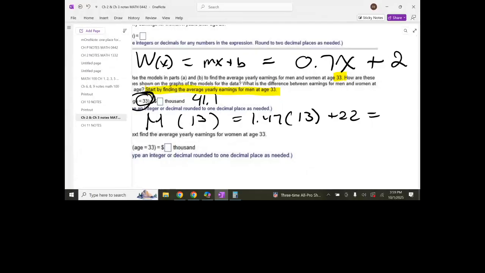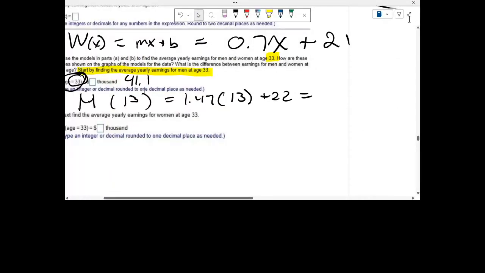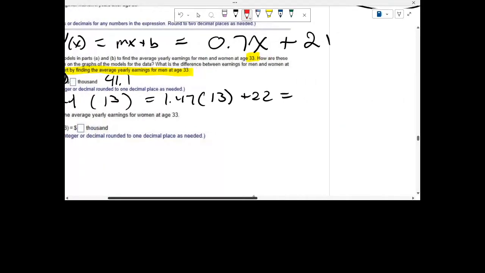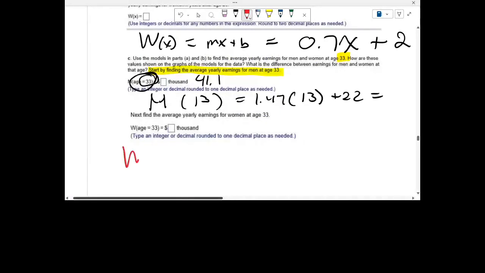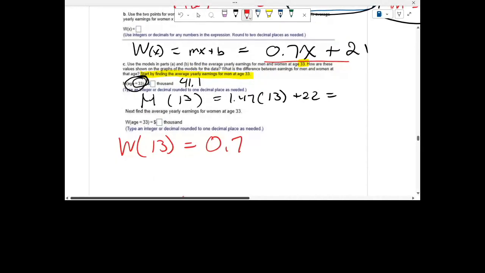Now, we're going to do the same thing for the women. When we do this for the women, again, 13 years have passed, right? Because it's for age 20 and older. And this is the equation we're going to use. So we're going to say 0.7 times 13 plus 21, right? Because I'm using this one right here. So let's take our calculator again.